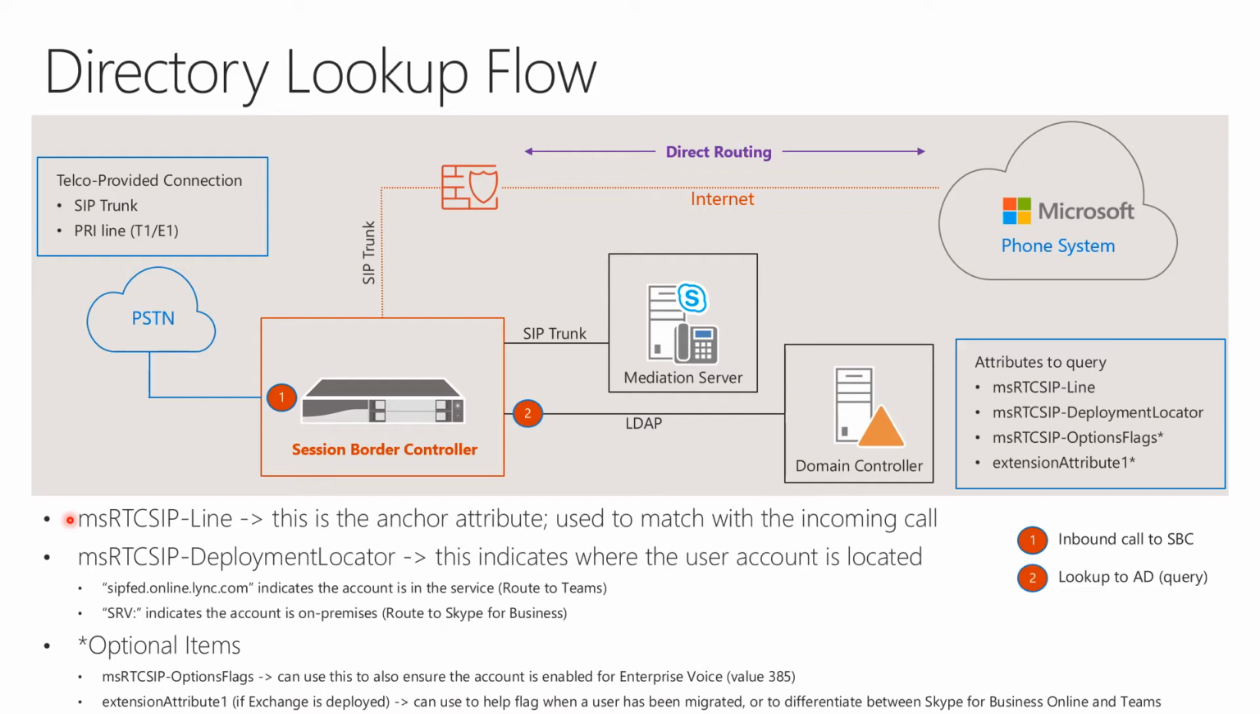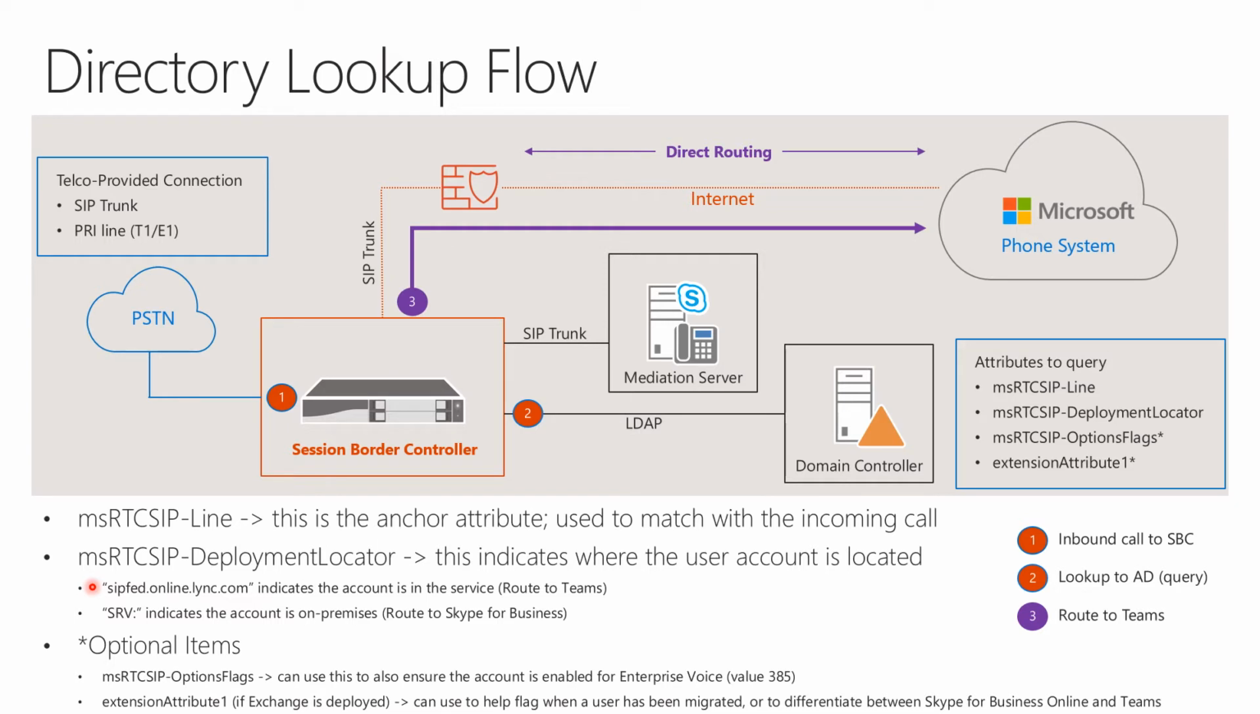Well, now the next thing I want to do as part of my query is I want to look at this attribute. Tell me what's in msRTCSIP-DeploymentLocator, because if I see SRV: in that particular item, I'm going to send it to Skype. But if I see sipfed.online.lync.com, I'm going to send it to Teams, right? So again, going by flow, I do these queries, I return, ooh, Bob has sipfed.online.lync.com. Cool, boom, send that call up to Teams.